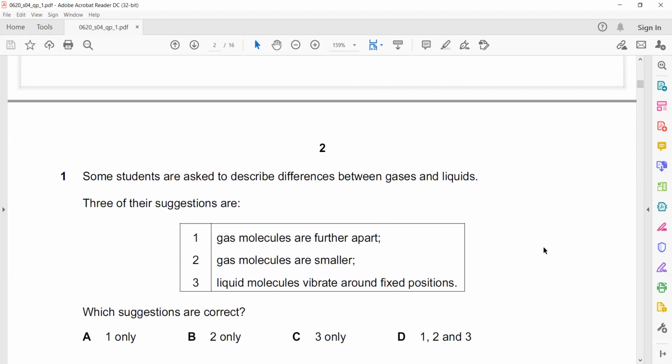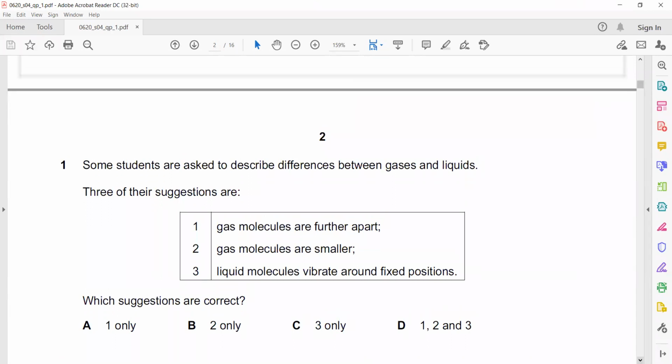Some students are asked to describe the difference between gases and liquid. Three of their suggestions are given. Which suggestions are correct? You can use a screen annotation to state the answer or a chat, but I want participation from everyone. Besra, Heather, Nourish, Hiba, Abdullah Khan. You can use a chat if you are not able to annotate.